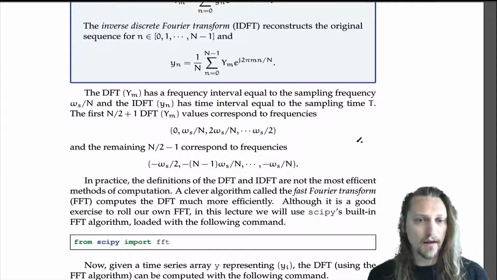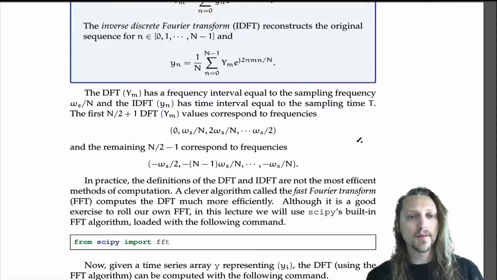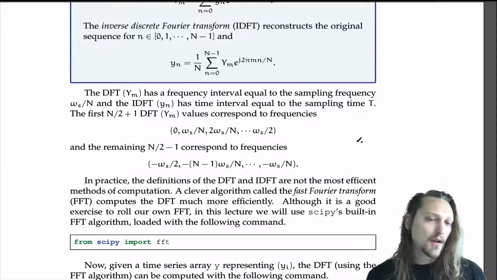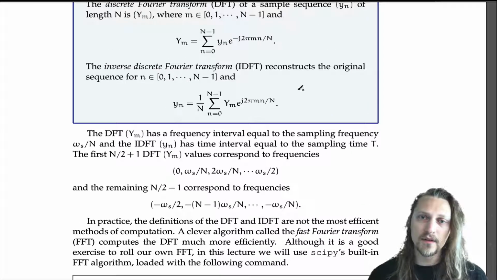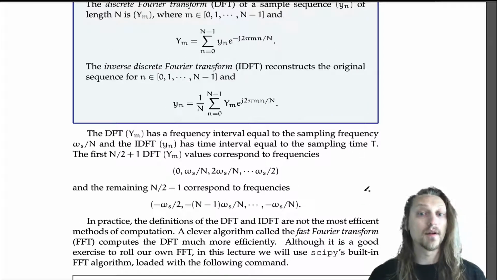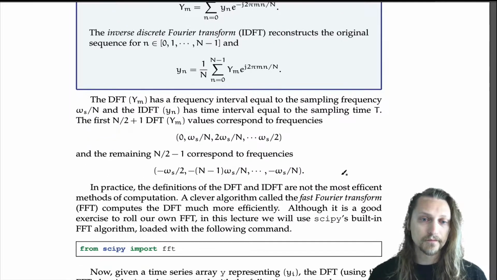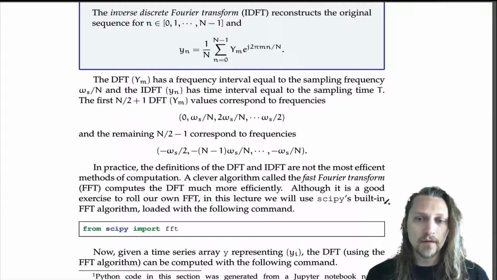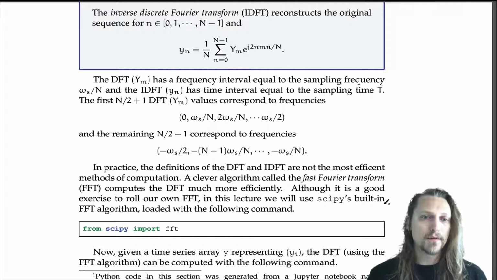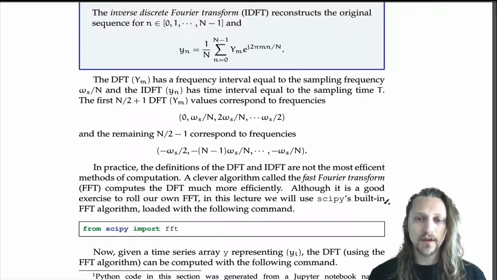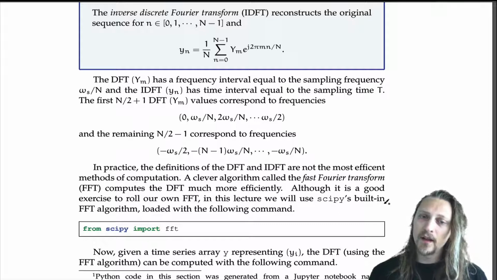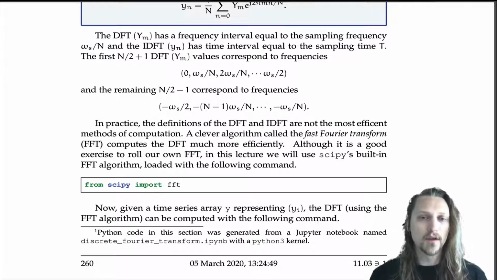So the leftmost one is typically negative omega_s over 2, all the way to the rightmost, which is negative omega_s over N. In practice, the definitions of the DFT and IDFT are not the most efficient methods of computation. We virtually never actually use these two definitions to compute these two values. A clever algorithm called the fast Fourier transform, FFT, computes the DFT much more efficiently. Although it is a good exercise to roll our own FFT, as it always is a good exercise to roll our own anything, in this lecture we will use SciPy's built-in FFT algorithm loaded with the following commands.